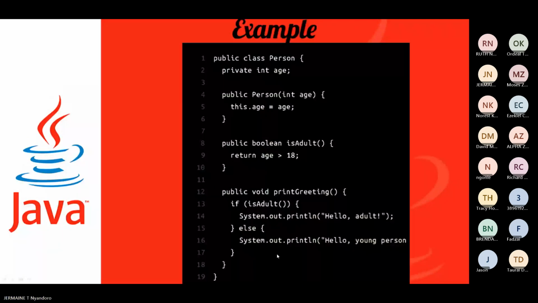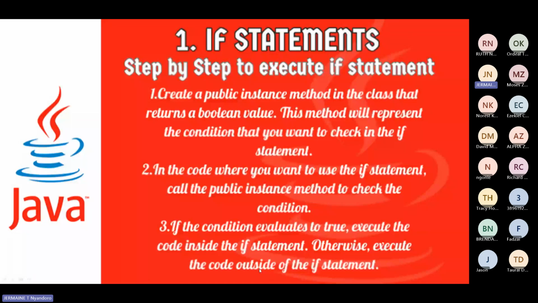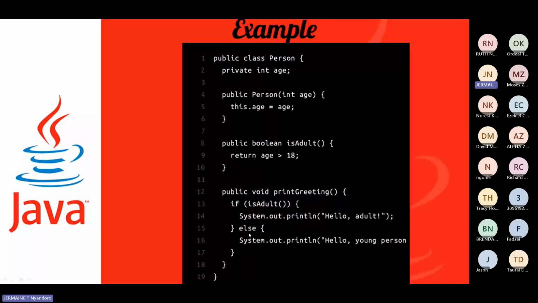From this, if the condition evaluates to true, execute the code inside the if statement. So if this condition isAdult, which has been defined here, evaluates to true, where the age is above 18, the system prints out hello adult. Else, otherwise, execute the code outside the if statement. Here, the else statement will execute and print out hello young person. So if the age is below 18, it will execute this one. Let's proceed.